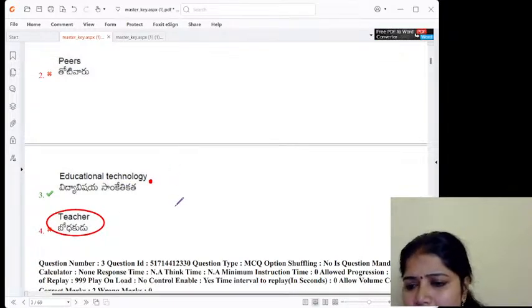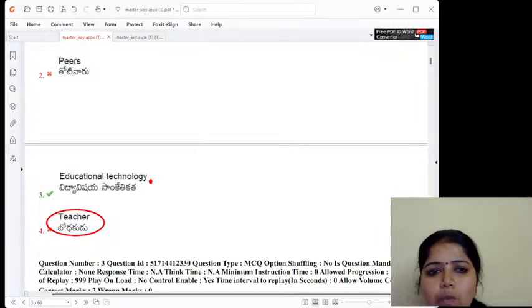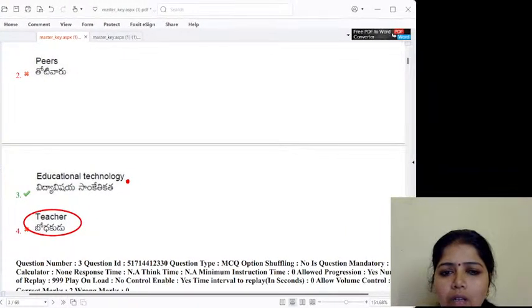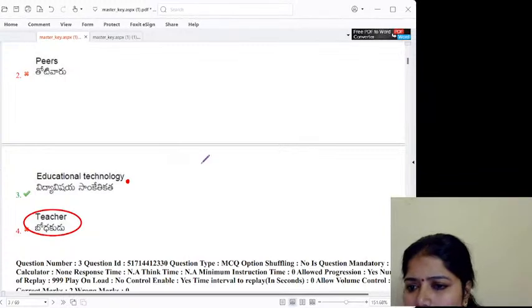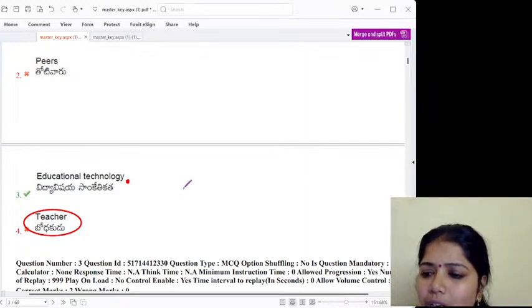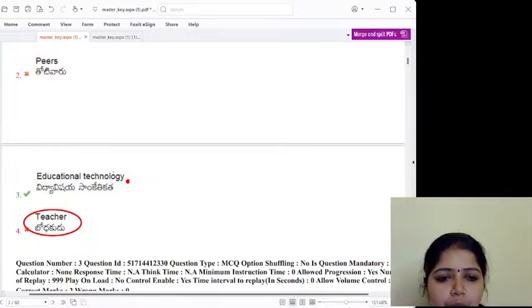Yes, it is visible to all. Is the screen visible? Yes. If you have any objection or doubt, you can put it in the chat box so we all know.